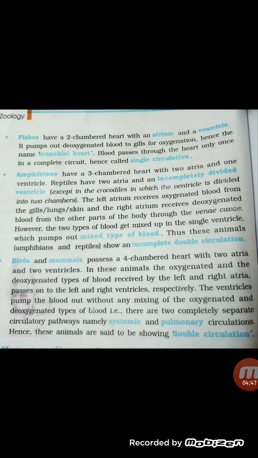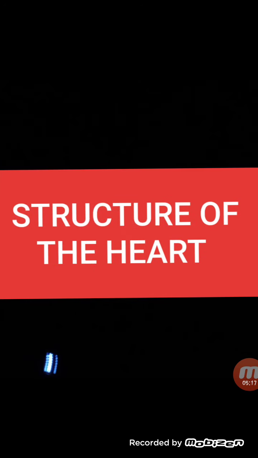Fishes, 2 chambered heart is present. Amphibians, 3 chambered heart is present. In reptiles, 2 atria and incompletely divided ventricle is present. In birds and mammals, they possess four-chambered heart with two atria and two ventricles. So, today we are going to learn a detailed description about heart. Okay, students?